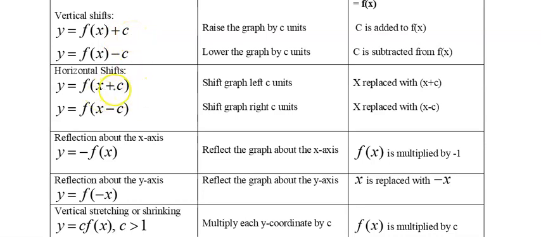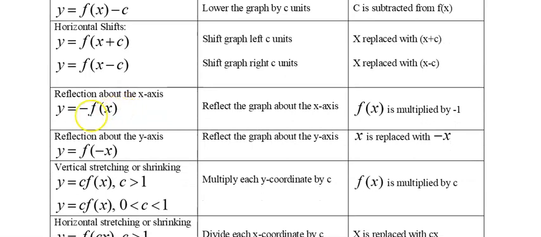Here with horizontal shifts, the addition and subtraction is grouped with the x. So this will change x coordinates because it's grouped with the x, and it changes them in exactly the opposite way you would think. X plus c shifts the graph left c units. X minus c shifts the graph right c units.